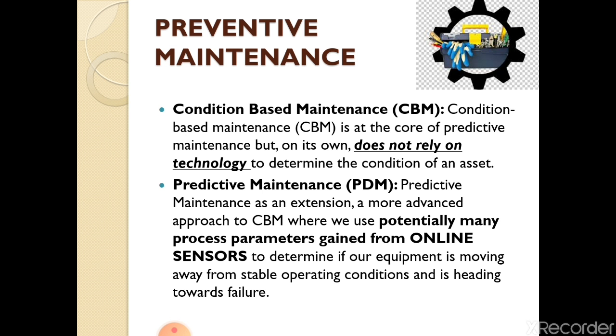So the next one, predictive maintenance. Predictive maintenance is an extension, a more advanced approach to CBM, condition based maintenance, where we use potentially many process parameters gained from online sensors to determine if our equipment is moving away from stable operating conditions and is heading towards failure. There are sensors which can find that something is not proper, something is not stable. So in other words, predictive maintenance is something more advanced.